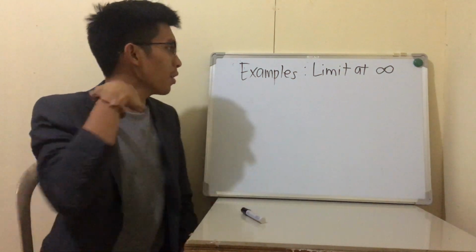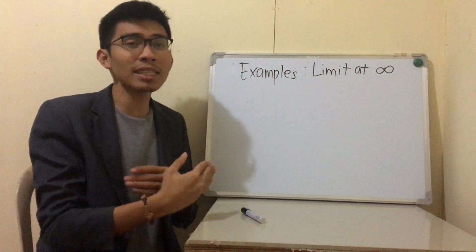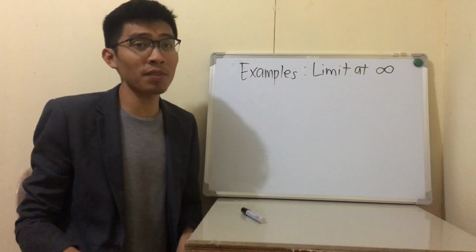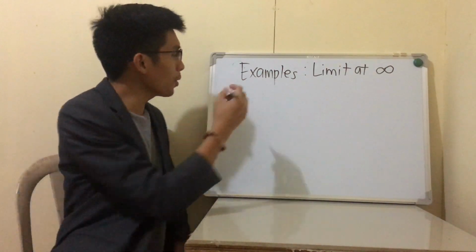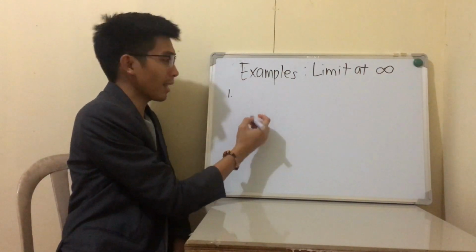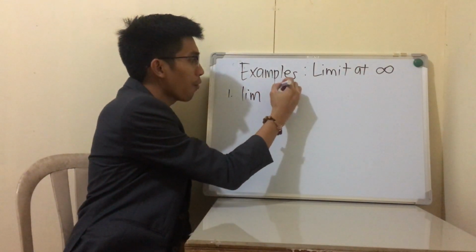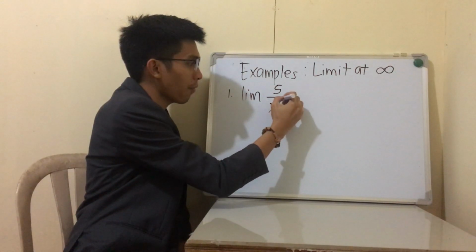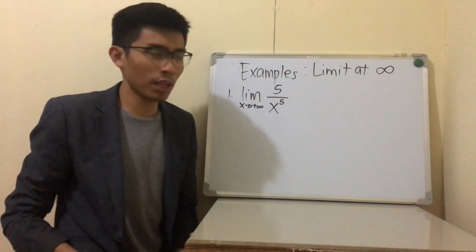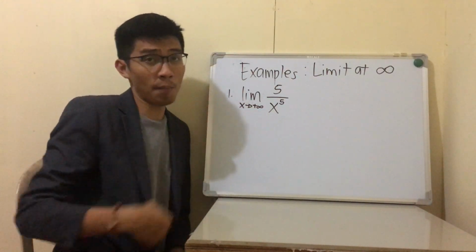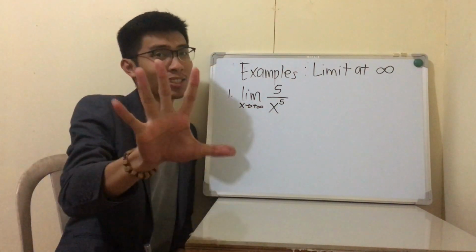Okay, in this video, I'll give you lots of examples for you to practice all the rules that I have discussed in my previous video. So let's begin. Example number 1. What if you are asked to get the limit of 5 over x to the fifth as x approaches positive infinity? What is the limit for example number 1? I'll give you 5 seconds to think.